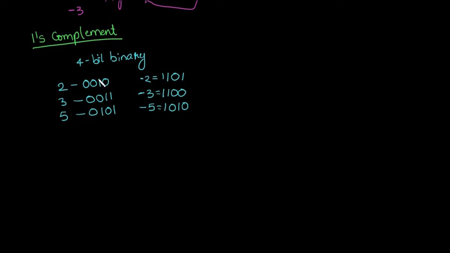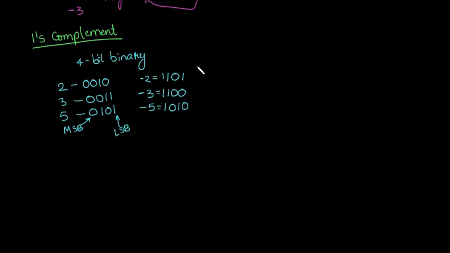Let's look here. For the positive numbers, we have a 0 in the MSB position. This is the MSB, most significant bit, and this is the LSB, least significant bit. Whereas in the negative numbers, we have a 1 in the most significant bit, which differentiates between positive and negative numbers very easily.